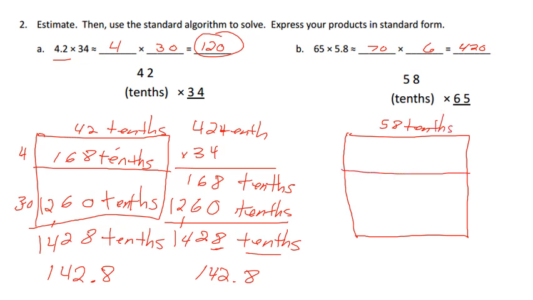And we're splitting up the model to 60 and 5. 5 times 8 is 40. Carry our 4. 5 times 5 is 25, and 4 would be 29. So that's going to be 290 tenths.